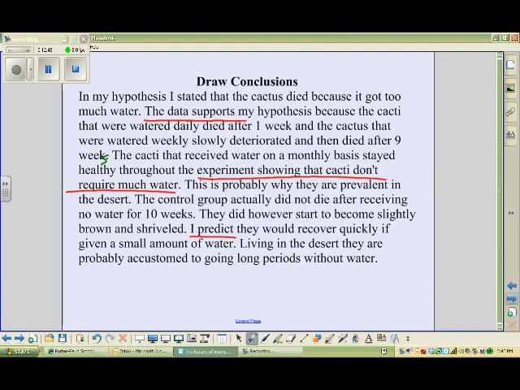So this is the scientific method. We will talk about this in class a lot this year.